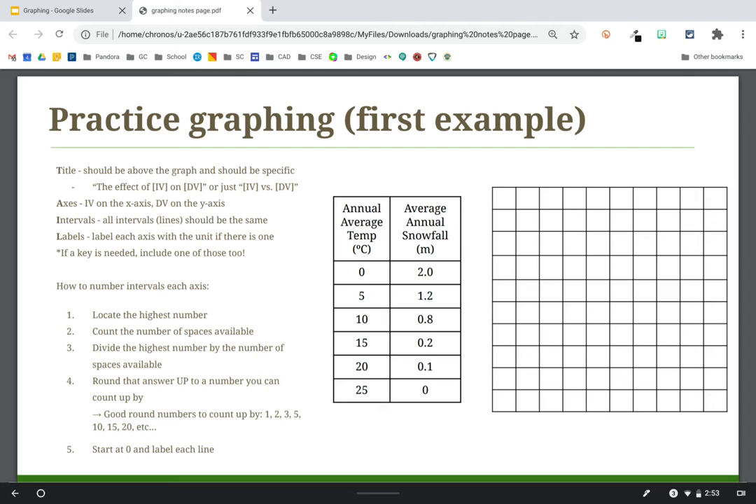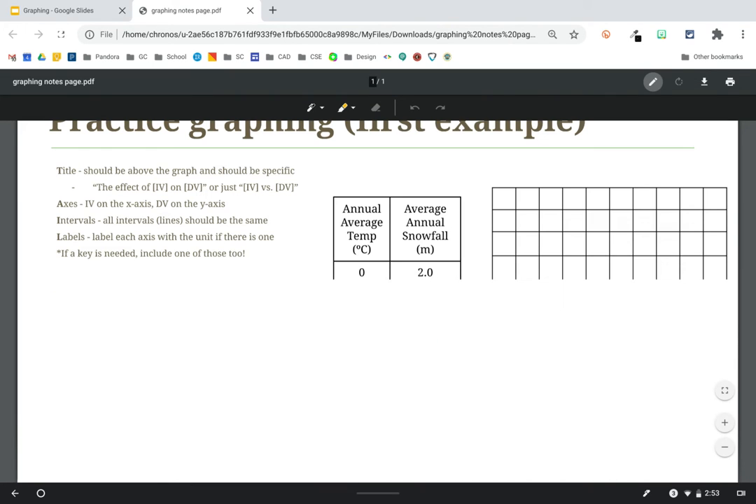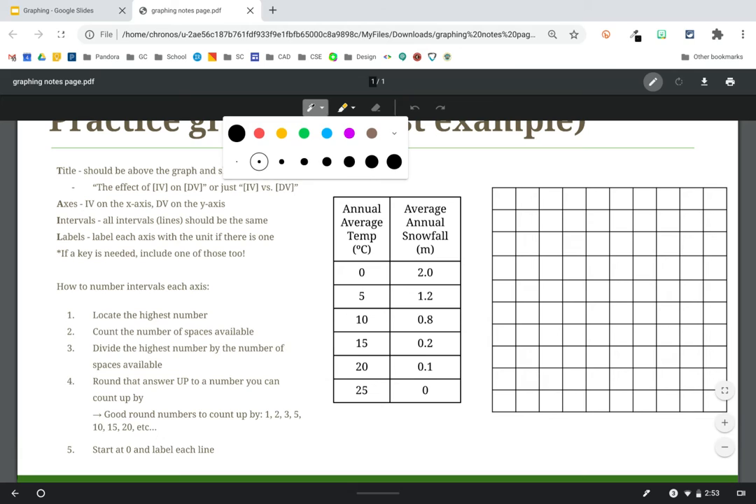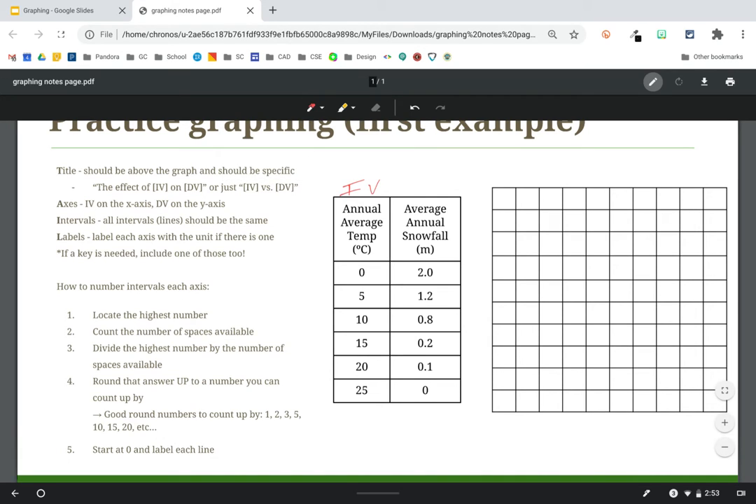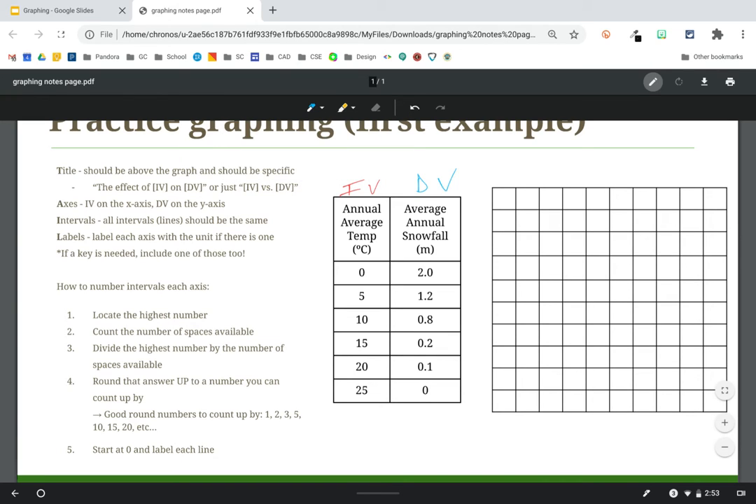So here we've got an example of a data table. On the left side of our data table, we've got the independent variable. So the independent variable is the annual average temperature. And then on the right side, we have the dependent variable, which is the average annual snowfall.